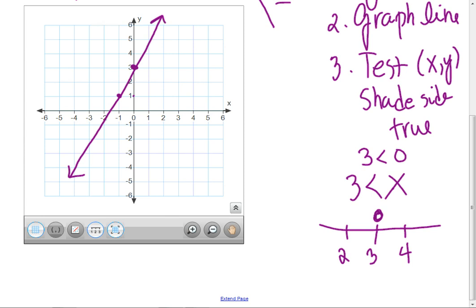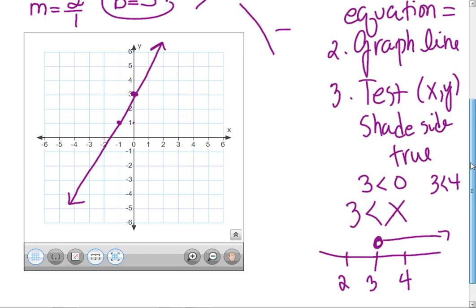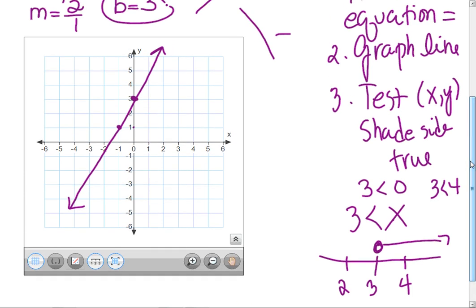Okay, is 3 smaller than 0? No, it's not. So I'm not going to shade that side, because that doesn't make the sentence true. How about 4? Let's just test. Is 3 smaller than 4? Yeah, that makes it true. So now I've got a plane, and either I'm going to shade down here or I'm going to shade up here. One or the other. You can't do both, otherwise you get everything.